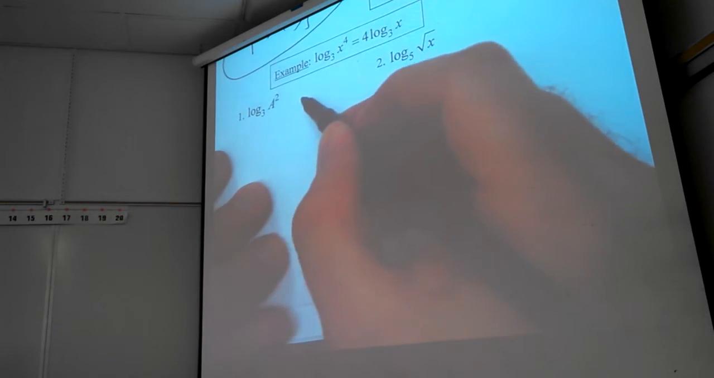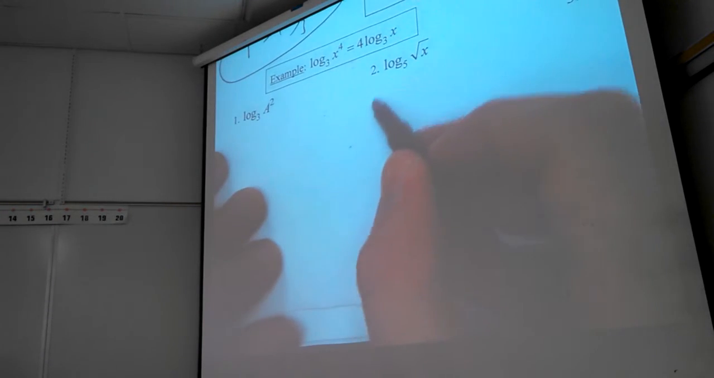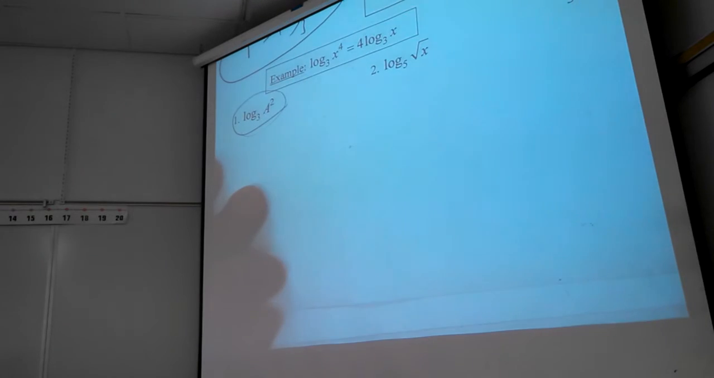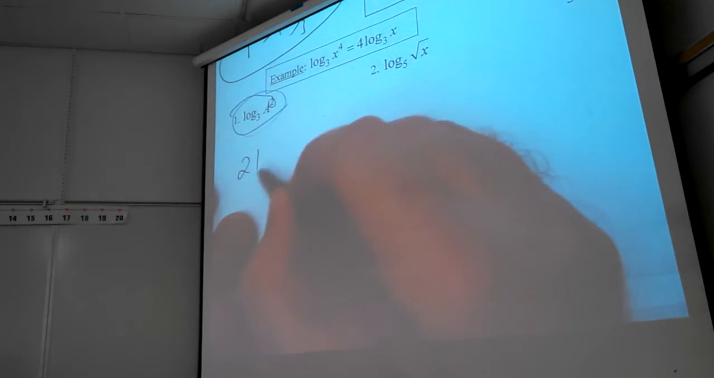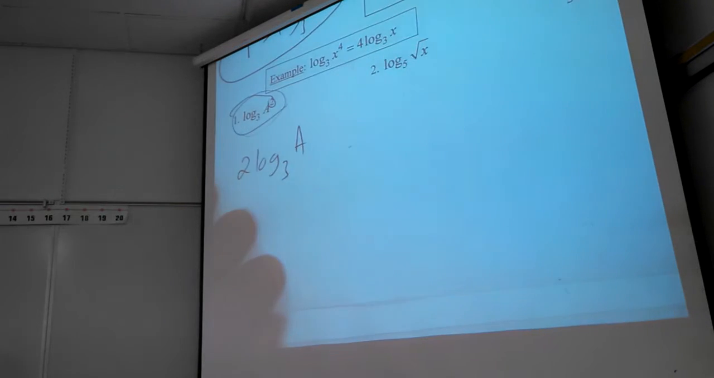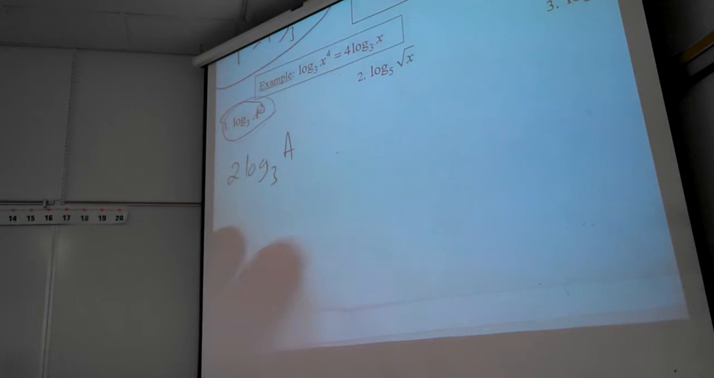What about this guy here? Using this property, what's the only thing I can do with this? Move it over. Move what over? The 2. The 2 can come out. So those are the same thing. Log 3 of a squared is twice what log 3a is.